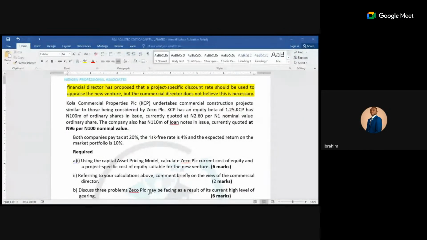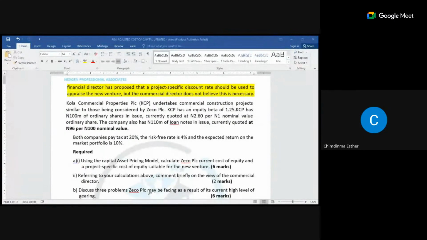Okay. Thank you. Is there any other opinion on the view of the commercial director? The commercial director does not believe that we should use project-specific cost of capital, but the financial director believes that the cost of capital is appropriate. Quickly, class. Any other person?